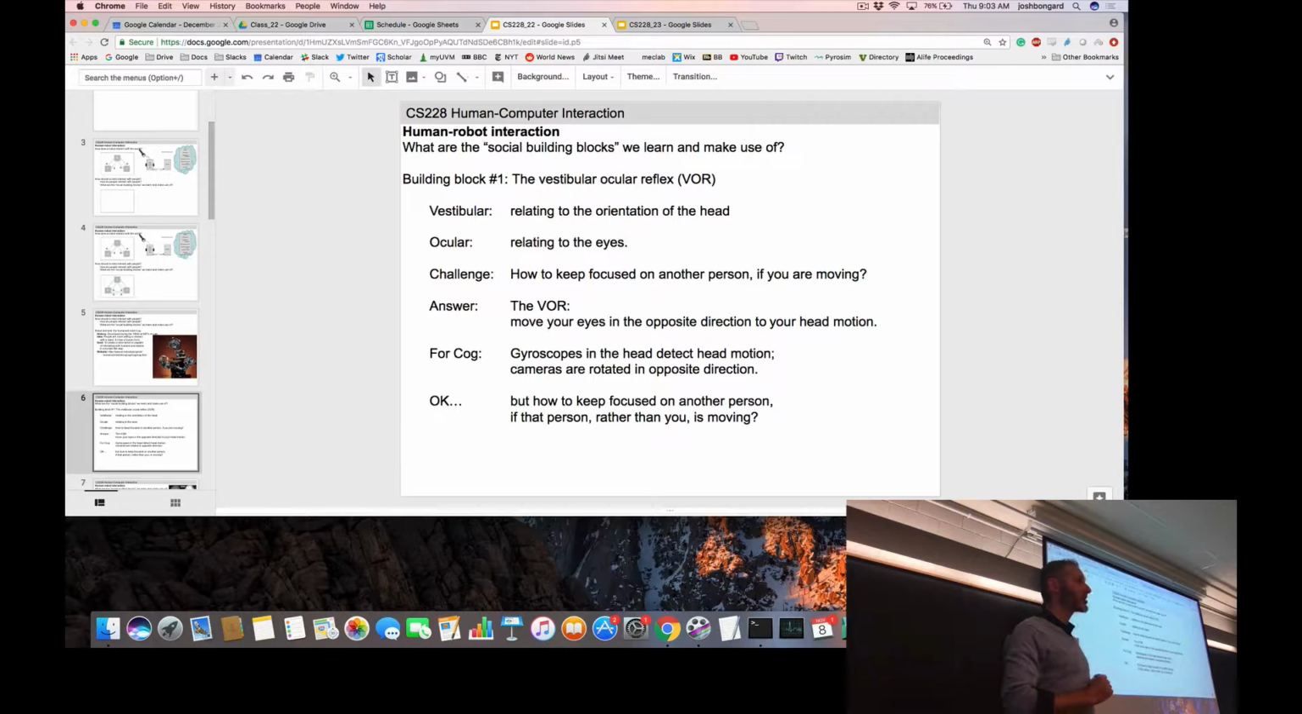This one's very, very simple, the vestibulo-ocular reflex. As you move your head, your eyes move in opposition, which, if you ever come into contact with COG and it locks eyes with you, makes it very clear that COG is attending to you. You don't have to guess about what COG is paying attention to. The cue is very clear. It makes it very easy for you to build up a mental model about what COG is doing, which is paying attention to you.